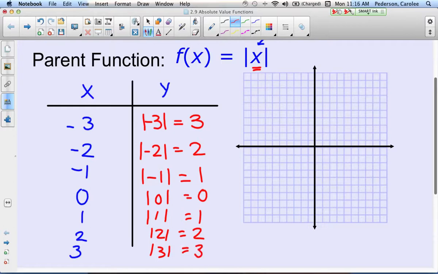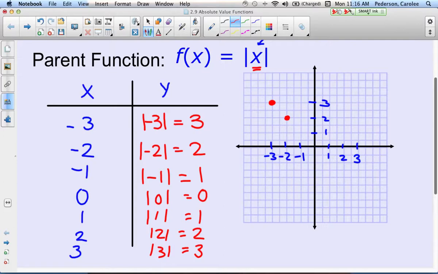So now let's take the time and graph these on a coordinate plane. I'm going to make this coordinate plane a little bit wider just so it's easier to see. So here is 1, 2, 3, -1, -2, -3. All right. So our first ordered pair, -3, 3. So we're going to go left 3 and up 3. Then our second ordered pair is -2, 2. So we're going to go left 2 and up 2.